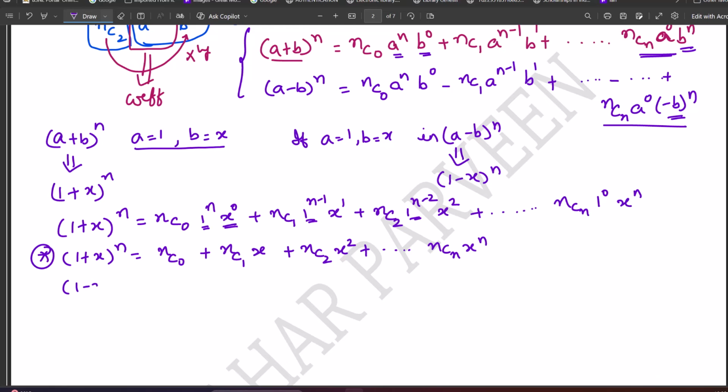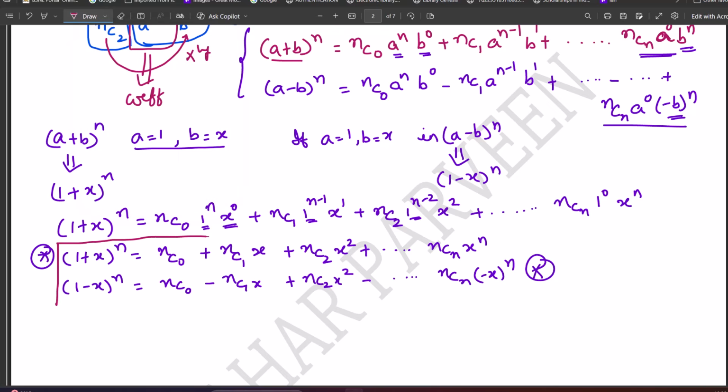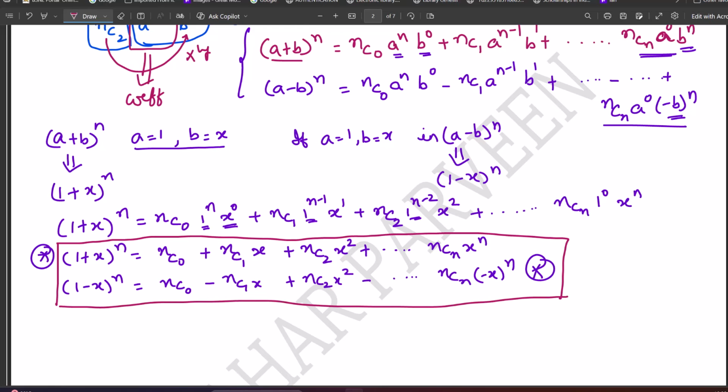Similarly, I can write for 1 minus X to the power N, right? So this one will be NC0. What will be the only difference? Minus I will write here like this. Plus I will write here. Again minus I will write here. It will go on, and here I will have minus X to the power N. Right? So these are the two important expressions which we have derived using the binomial theorem. Clear, right?